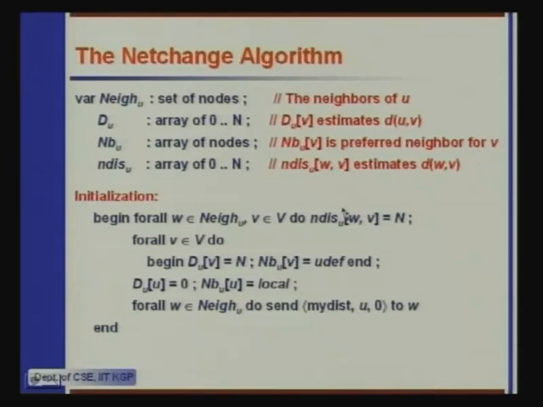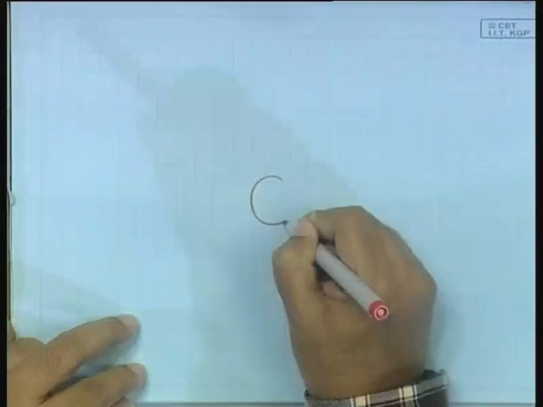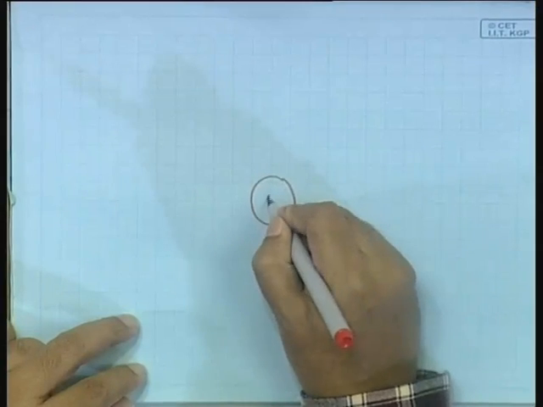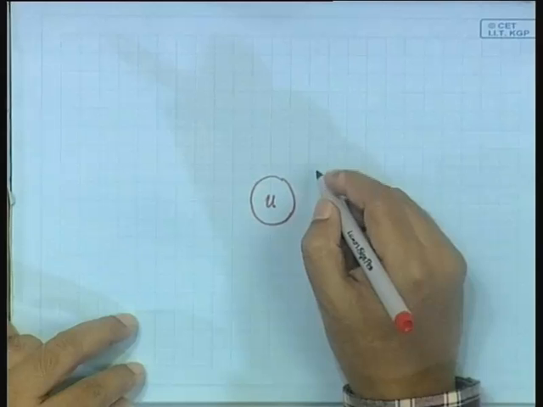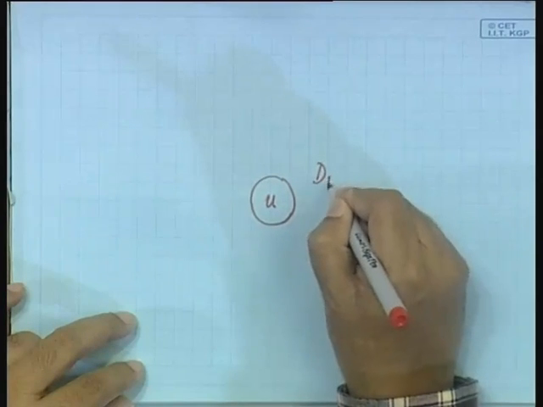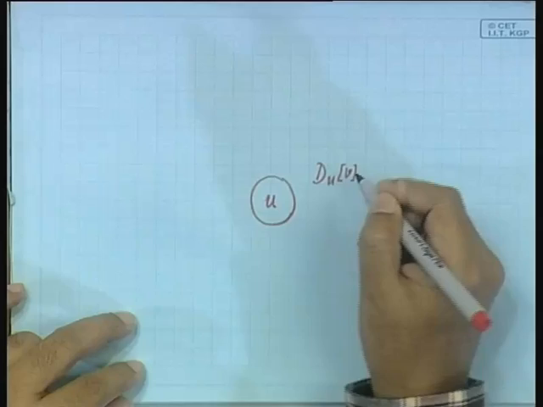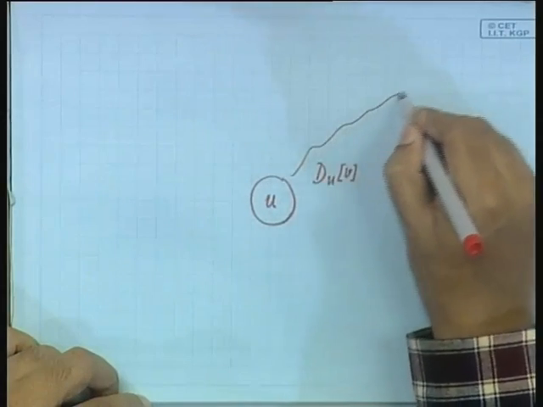The only new data structure that is coming here is that every node also maintains an array Ndis_u[w,v], and this estimates the distance from neighbor w to some destination v. So, let me reiterate once again what are the things that we are storing in u. We are storing D_u[v], which is the estimate of the distance to v.